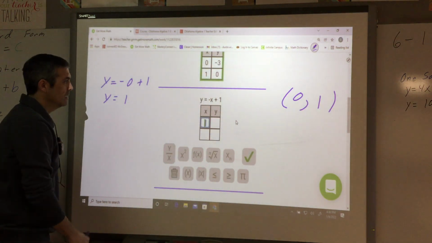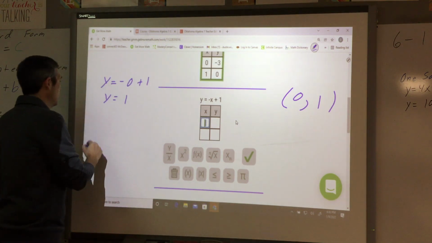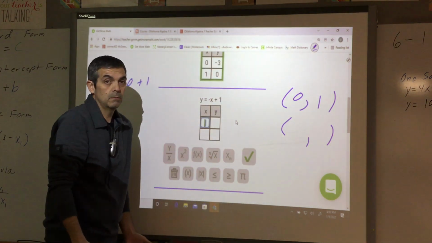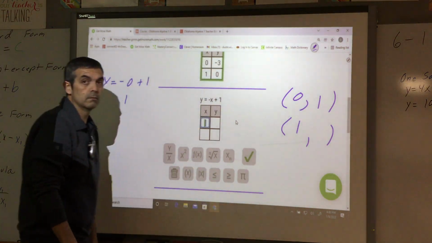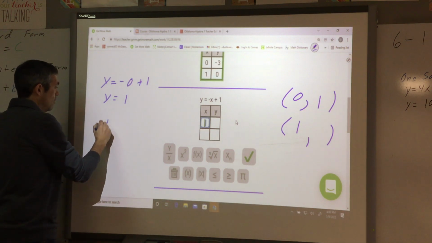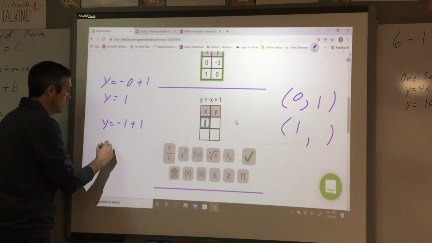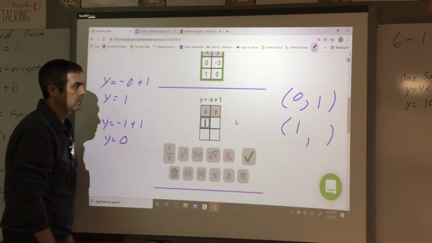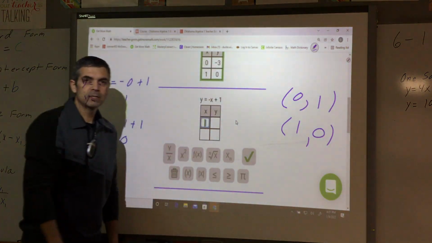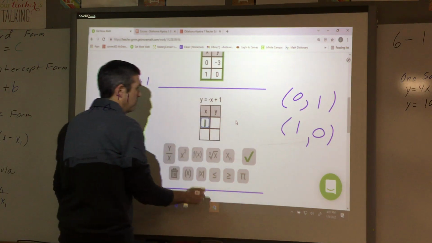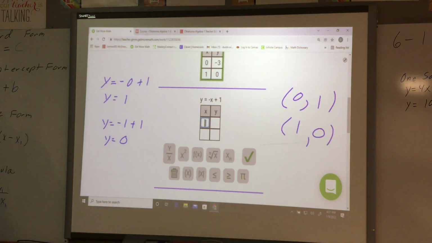There's my first point. Then I'm going to pick another point that I can find. Okay? So I'm going to keep it simple. There's no reason to make it hard. Use 1. Substitute it in. Okay? y equals negative 1 plus 1. Well, negative 1 plus 1, y equals 0. Great. Now I have my 2 points. Keep them simple. It doesn't have to be hard. Okay? Now I'm just going to plug these two in here. 0, 1, 1, 0.